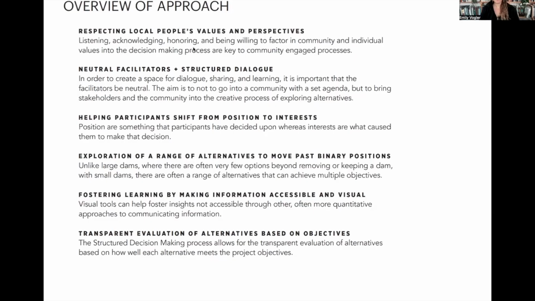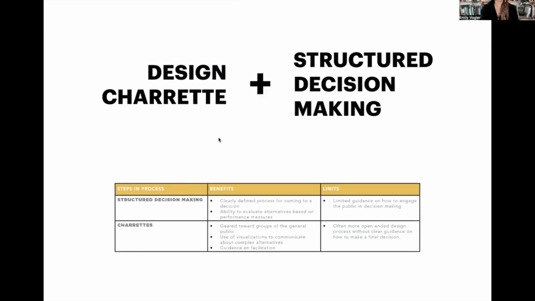And then transparent evaluation of alternatives based on objectives. So the method that we developed helps to allow for people to see, right, how well different alternatives meet the project objectives. And so that's the overview. That's more the core values that we wanted to bring to the work. And now I'll tell you a little bit more about the specifics of the method.